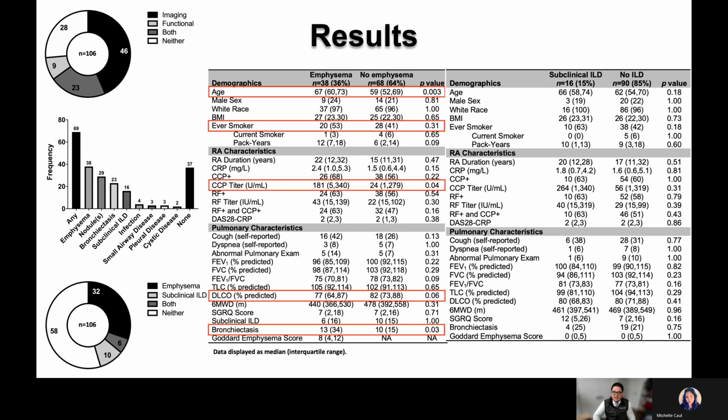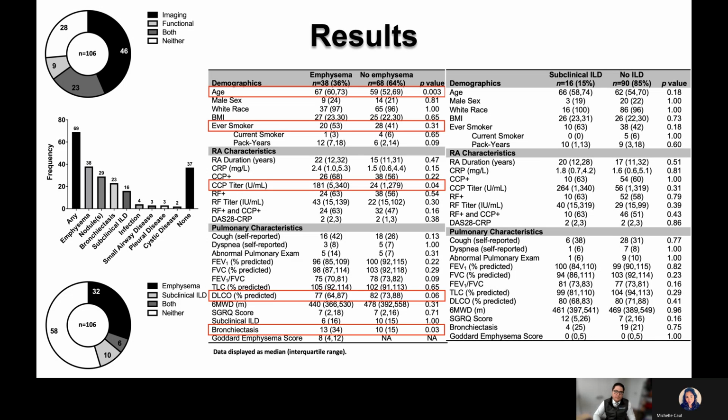Functionally, these subjects with subclinical emphysema had a diffusion defect and a trend towards a lower percent DLCO, and they also were more likely to have comorbid bronchiectasis. When we looked at RA characteristics, when we looked at their serologies as well as the duration of RA, we found that patients with a higher CCP titer had subclinical emphysema on their CT compared to those who did not.